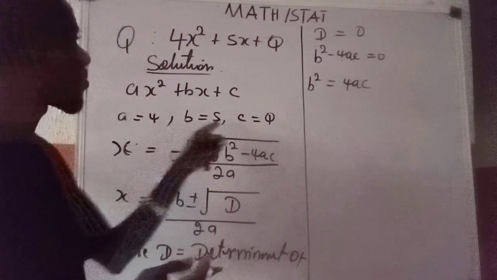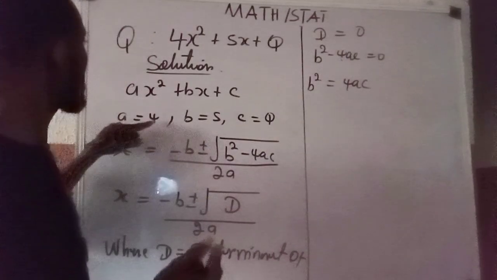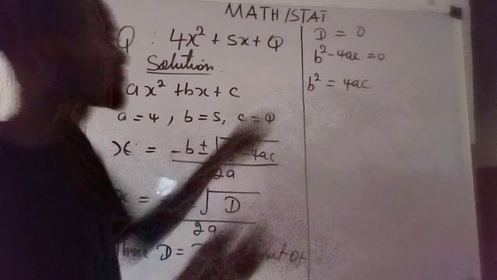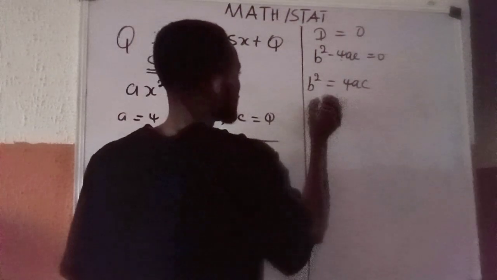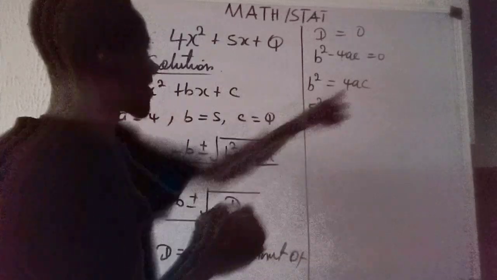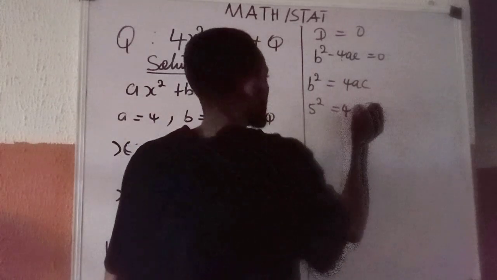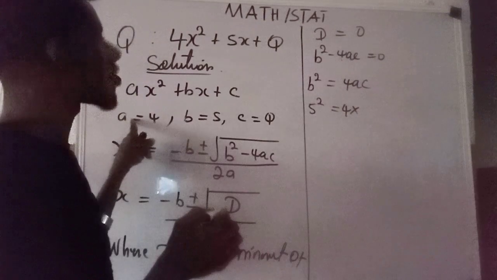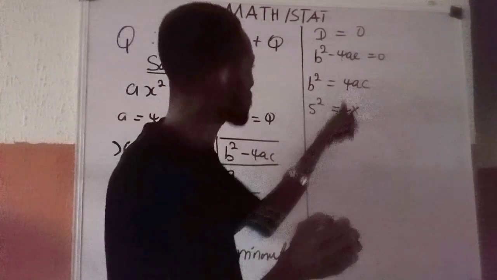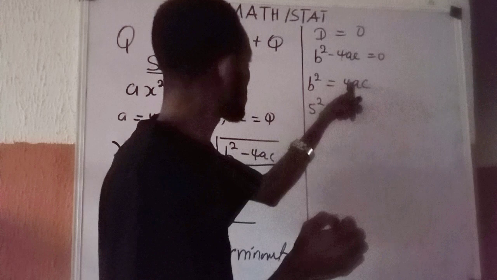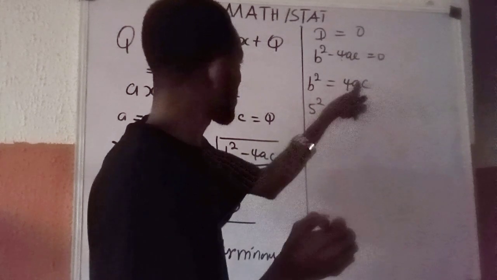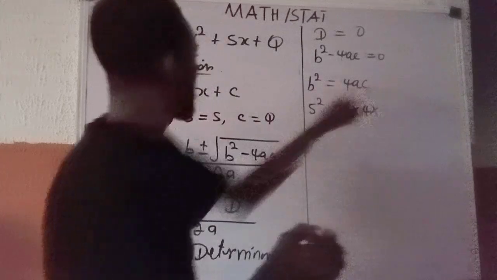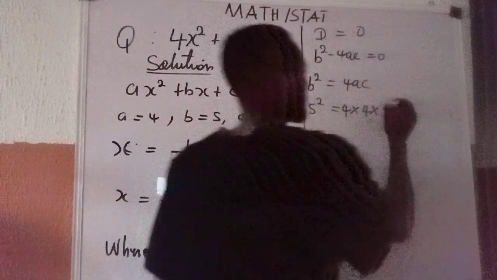With this, we now return to what we wrote here. Do you remember that our a is 4? Do you remember that our b is 5? So in place of b, I'll write 5, which is 5 raised to power 2 equals 4 multiplied by a, and my a here is also 4. This 4 is coming from this expression. Here is a, and a is 4. So I'll multiply by 4. My c here is q, so I'll put q.